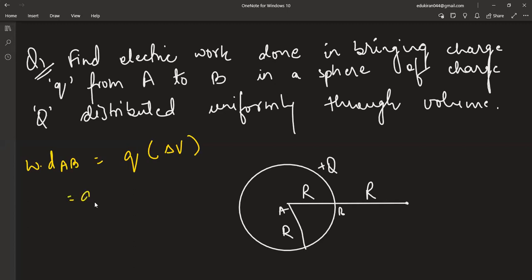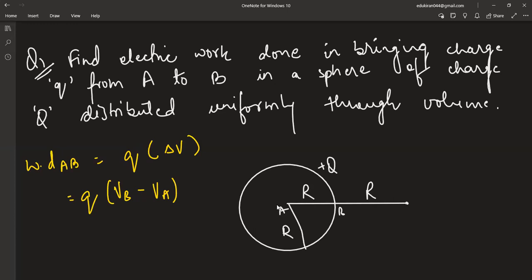What would be the change in potential? KQ by R, it would be the change in potential. I'm asking whether, since it is from A to B, it would be VA minus VB or VB minus VA? VB minus VA. So how can you write VB minus VA in one single line? These are two different cases. A point is at the center.